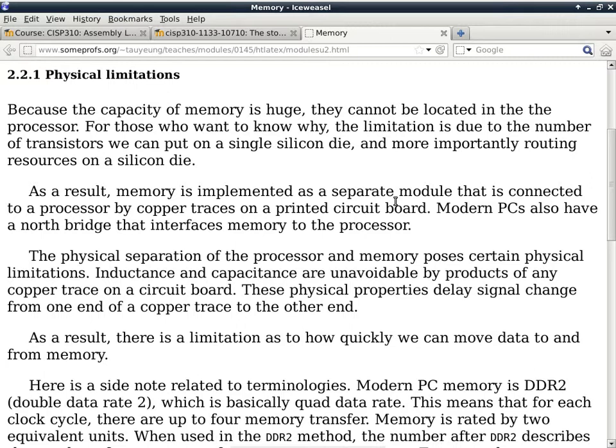Caching is helpful, but your cache is only so big. When you look at the cache, it is a very small portion of the entire memory. So caching works really well when you have locality.